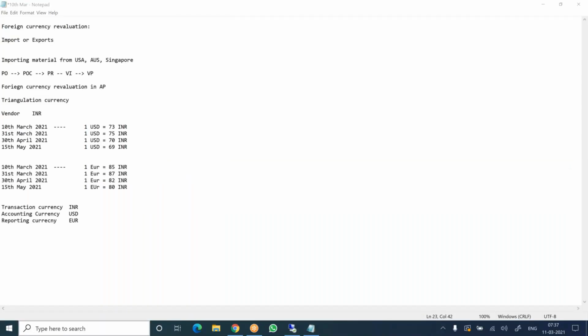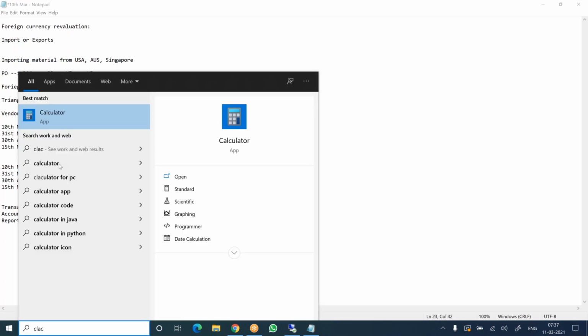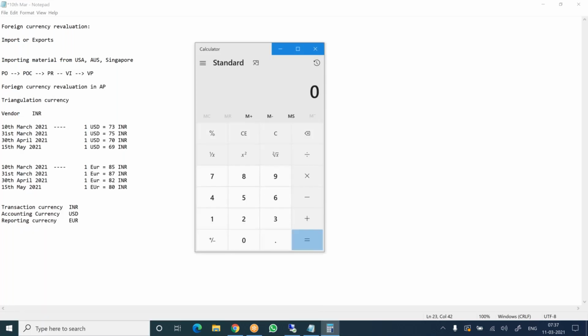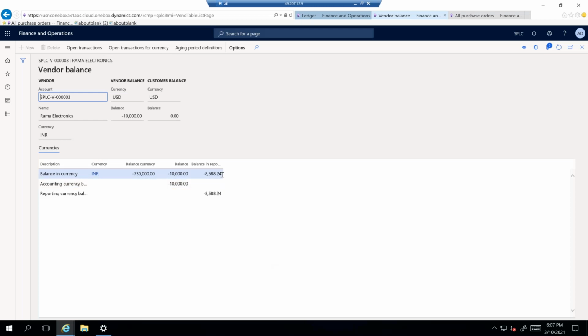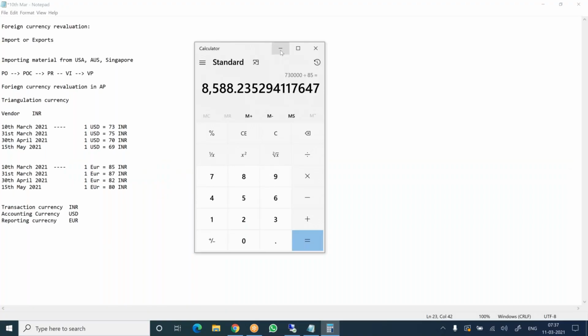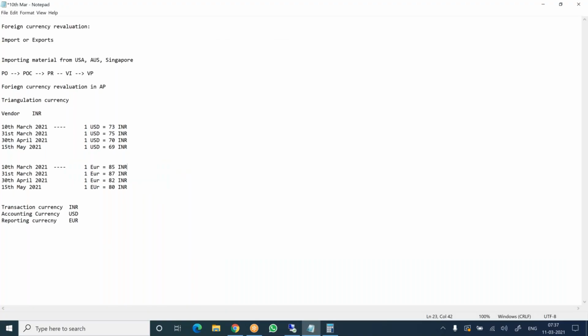Now, calculator: 7,30,000 divided by 85. It is 8,588.24. Understood? Any doubt in these calculations? Clear? Any doubt?